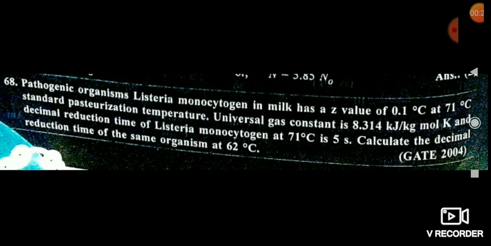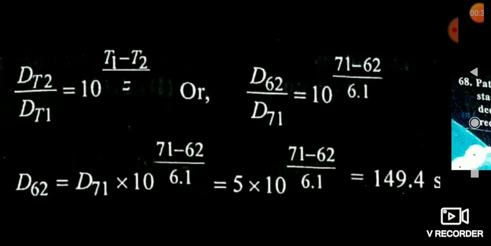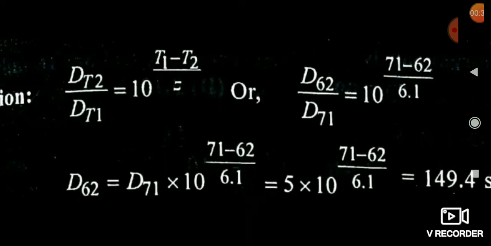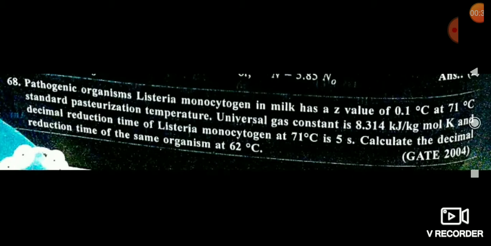Friends, now see another question asked in 2004. Here the decimal reduction time at 71 degrees centigrade is 5 seconds. And it is asking about the decimal reduction time at 62 degrees centigrade. So friends, this question is also very easy. Decimal reduction time relationship, I think all of you know that. You see here, the Z value is also given in the question.